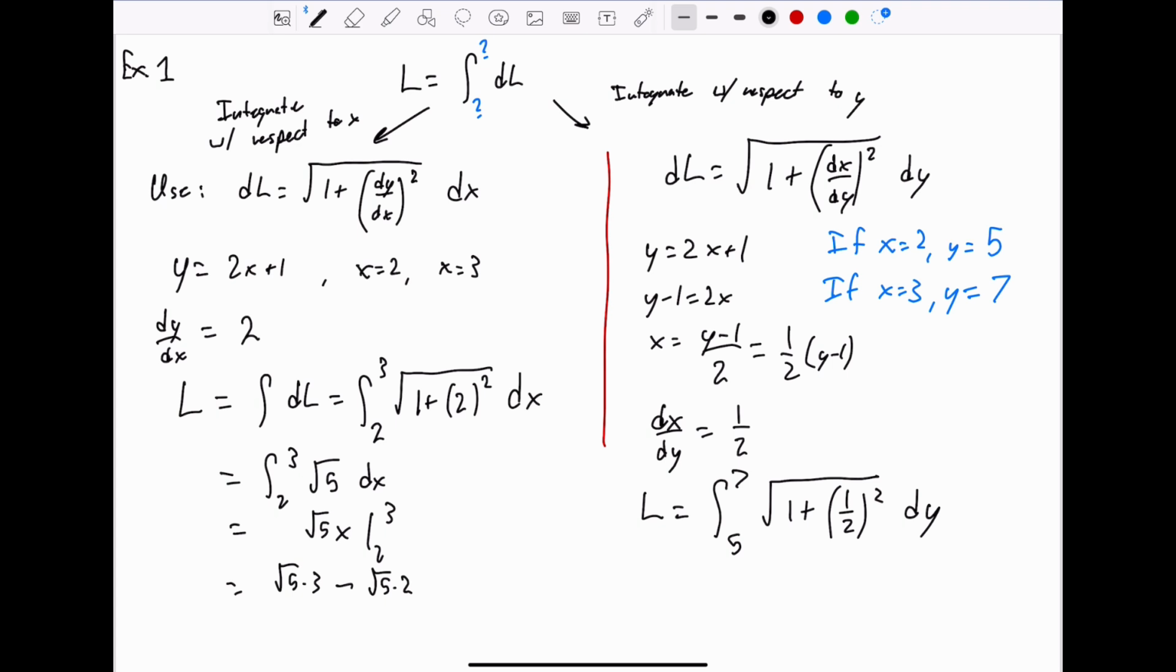We have 3 square roots of 5 minus 2 square roots of 5. The final answer here is 1 square root of 5. So this is the arc length of the curve. Let's solve the second integral, and we'll notice that we get exactly the same thing.